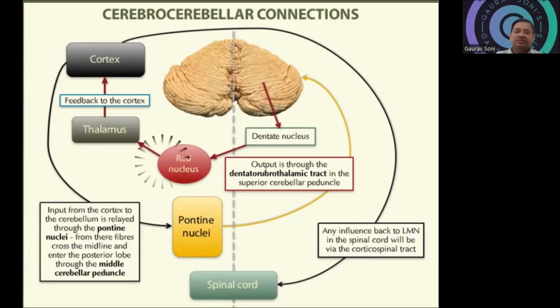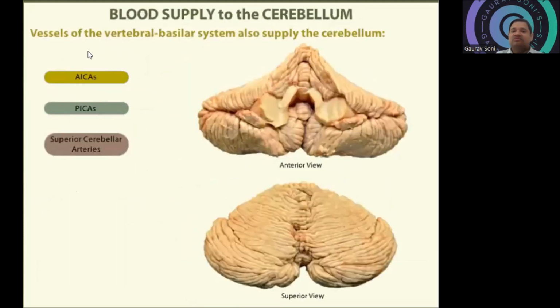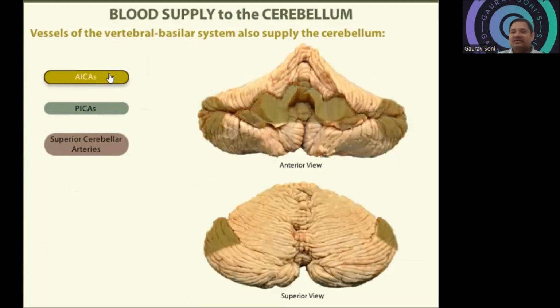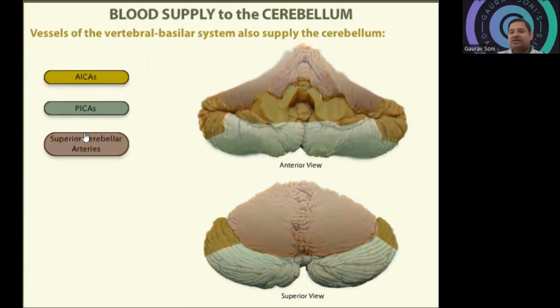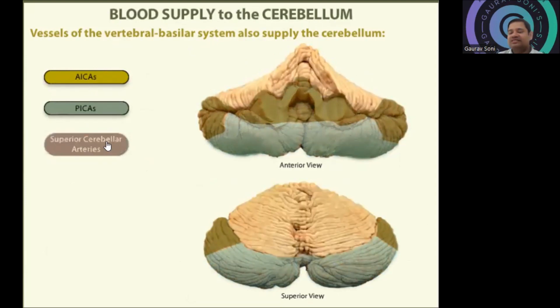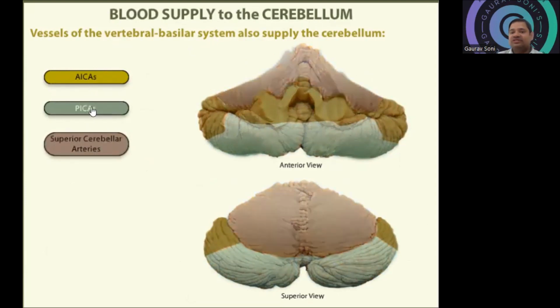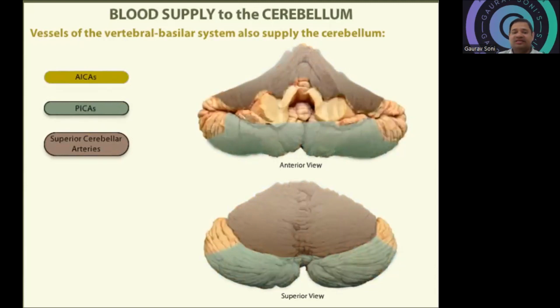Next, we have to see the blood supply. So the vessels which supply the vertebral vessel system, that is the posterior part of the brain, will also supply the cerebellum. So first of all, it is AICA, then posterior arteries, then superior cerebellar arteries. You can see the part. Most of the part is given by the superior cerebellar arteries. The posterior one gives the posterior part specifically. You can see this part. And the anterior one will give to the anterior part and a little bit from the superior side also.